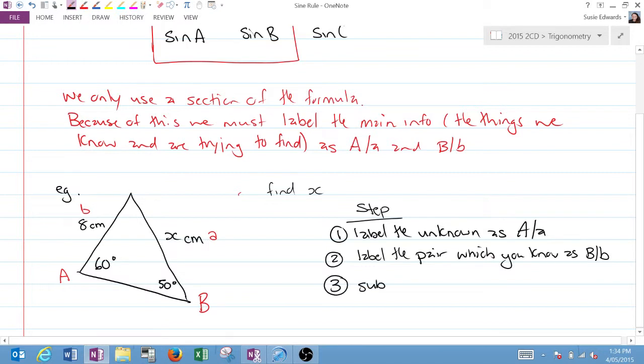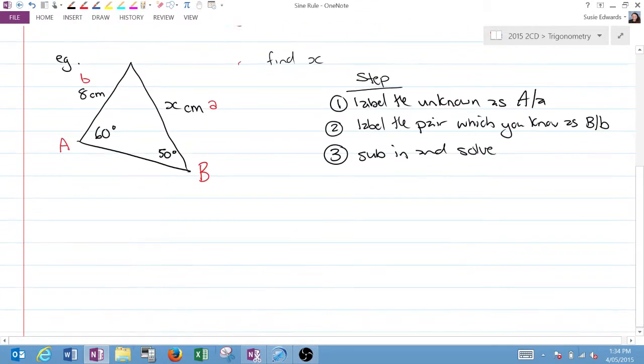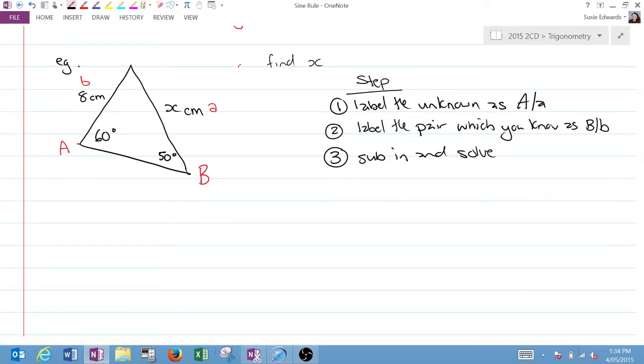What do you think our third step is? Sub in and solve. All of these questions are just sub in and solve questions. The hard bit is just the labelling. That's the only challenging bit of this. Other than a bit of algebra skills, we're going to use our calculators though. So, we've got our formula, a over sine A equals b over sine B.